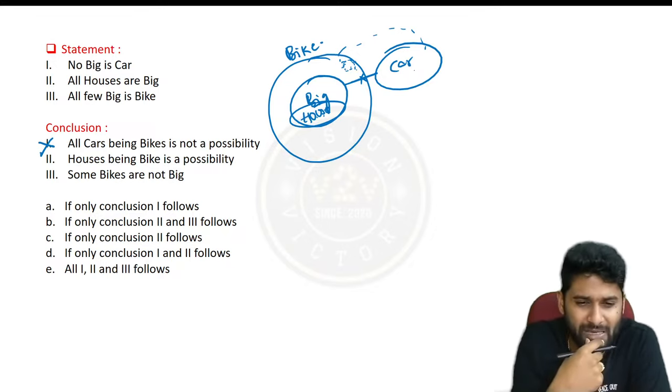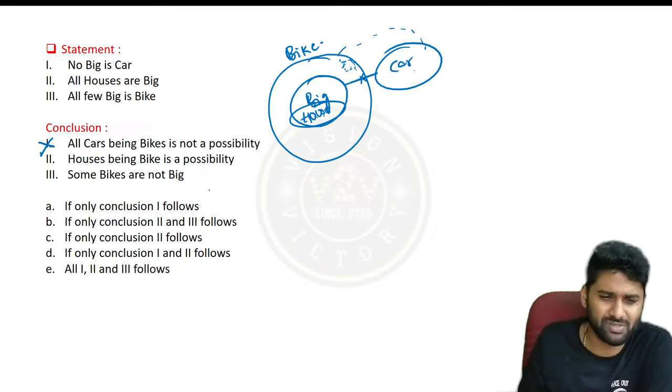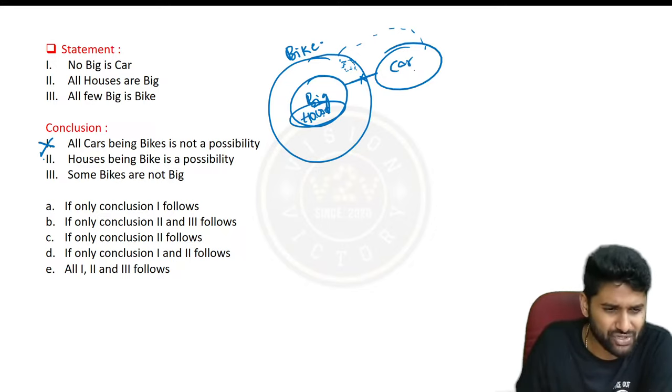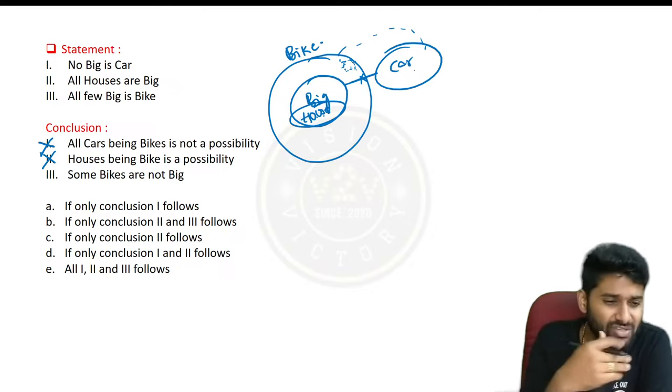Second one. House being bike is a possibility. Guys, it is also not a possibility. The main reason you should understand is that the entire house belongs to the big, so how can we say that all houses can be bikes is a possibility? It is also invalid.